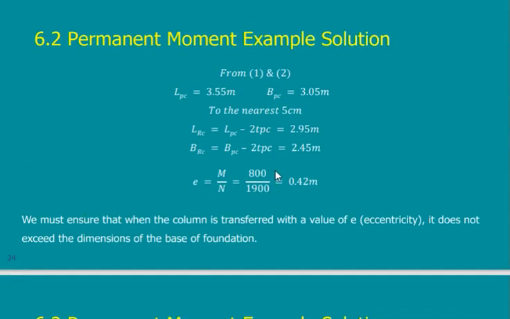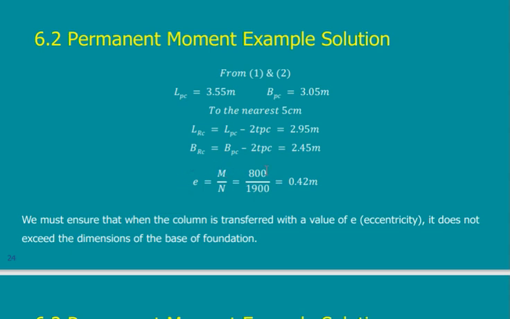Okay, so we'll continue. We now need to calculate the eccentricity. We said that I want to calculate the amount of shift I will do for this column, so that it would induce an opposite moment in the other direction.